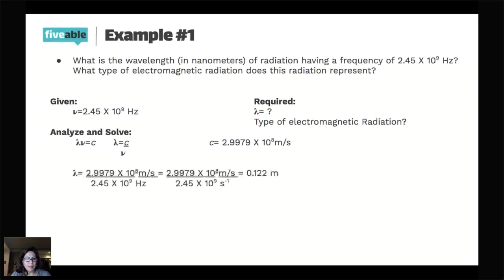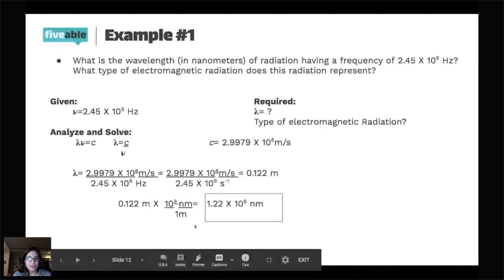We're going to do the math in our calculator and we're going to get 0.122 meters. But since they ask us for nanometers, we have to change this to nanometers. Remember that 1 meter is equivalent to 10 to the power of 9 nanometers. So by using this fraction, we can turn meters into nanometers. Any questions up to here?